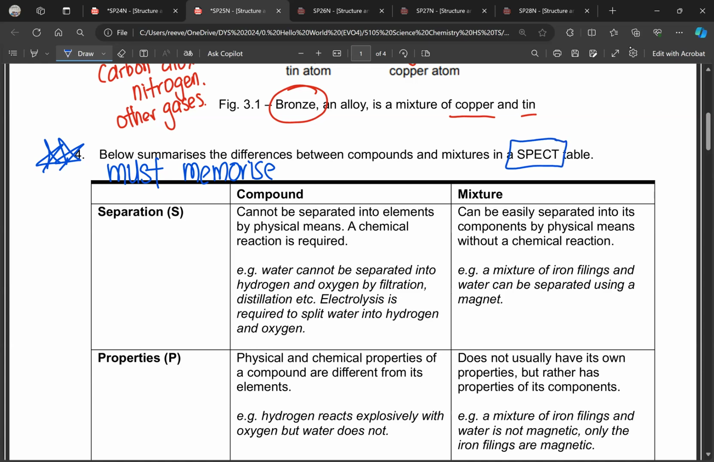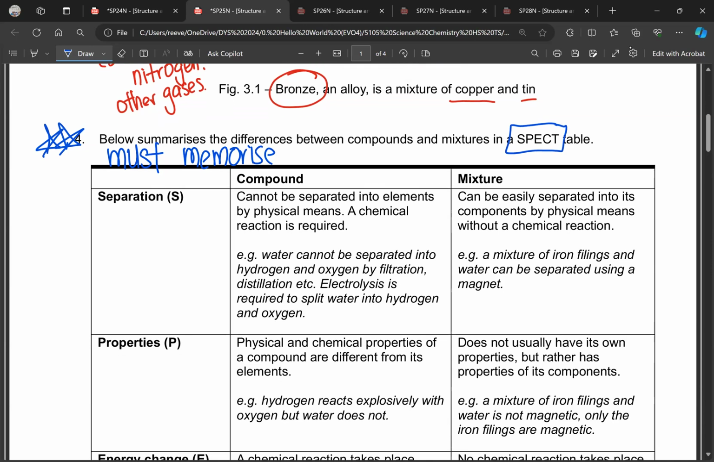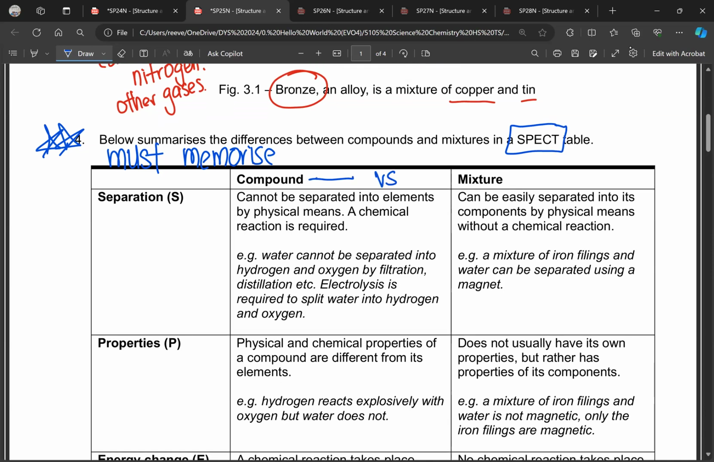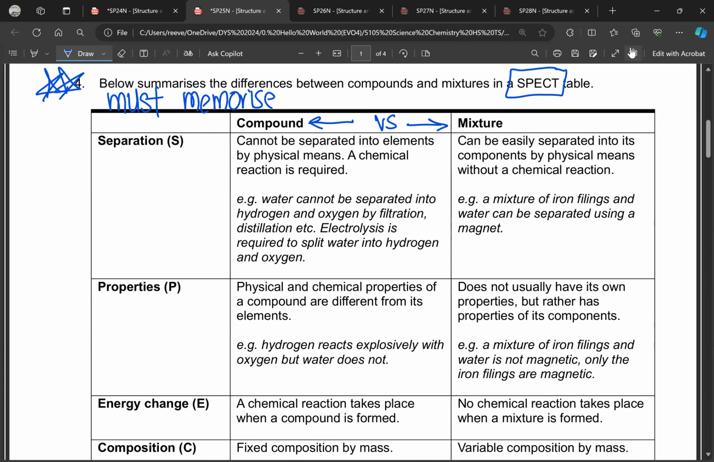It is called the SPECT table. So what is this SPECT table for? This SPECT table is to compare compound and mixture. So in the exam, how will I ask? I'll ask, give me two differences between compound and mixture. Then you must tell me what the two differences are. Don't anyhow say, okay? There are a total of 5 SPECT. S stands for something, P stands for something, E stands for something, C and T also stand for something. So there are a total of 5 differences for compound and mixture. So what are the 5 SPECT?